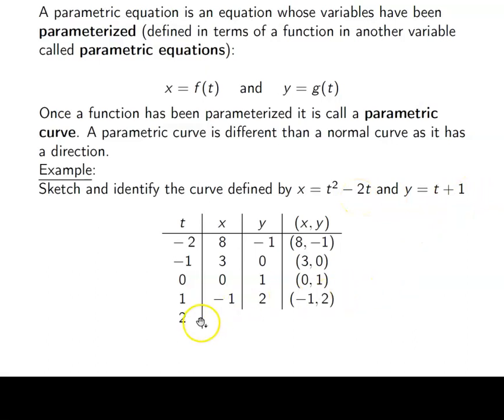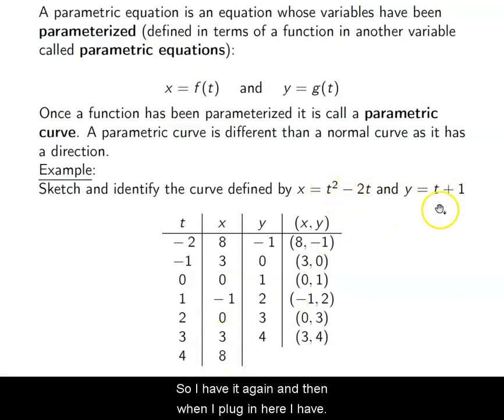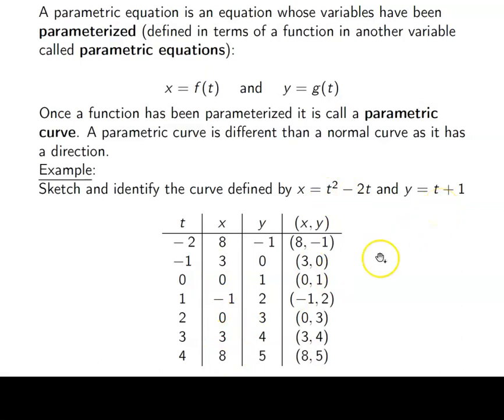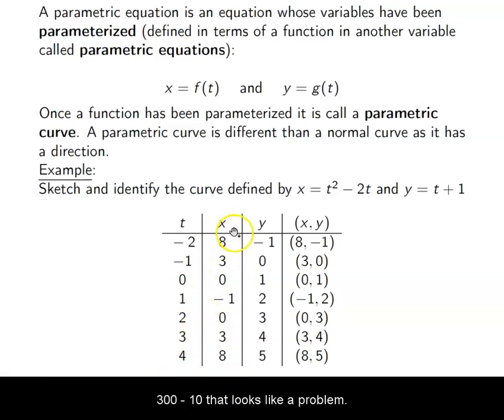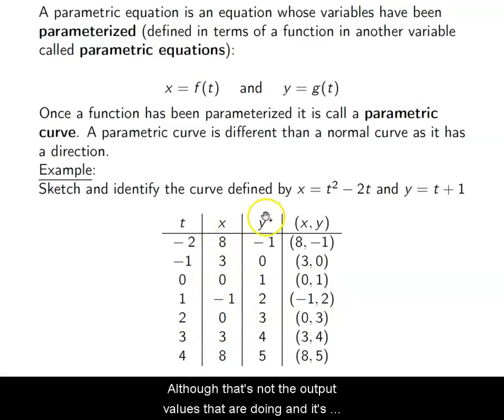Okay, so there's my point. When I plug in 2, I have 4 minus 4, so this becomes 0 again, and then this becomes 3. 9 minus 6 is 3, and then this becomes 4. This is 16 minus 8, so I have 8 again, and then when I plug in here, I have 5. Notice what's going on here. My t is counting up, and notice what happened with my x values. I got 8 and 8, 3 and 3, 0 and 0, negative 1. So that looks like a parabola, although it's not the output values that are doing it, it's the input values.